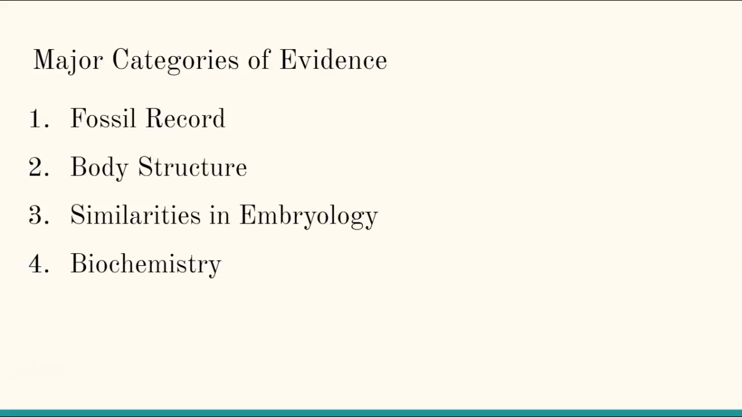Before we really get started, I want you to note the four major categories of evidence that we're going to be talking about today. The first is the fossil records. This is both what we have found and what we are still currently finding out as we explore areas of the Earth. Body structure. This has a number of parts within it, but the idea of how organisms look and how they are formed with their bones.